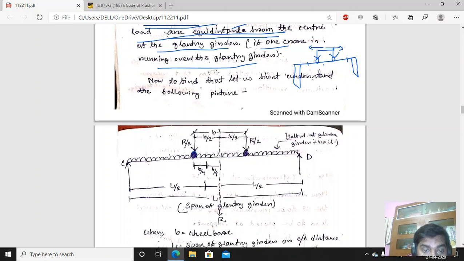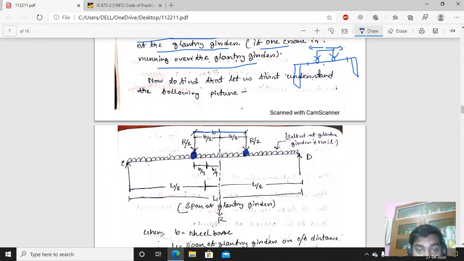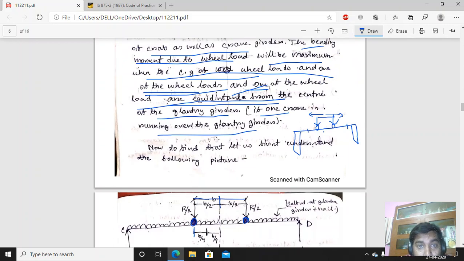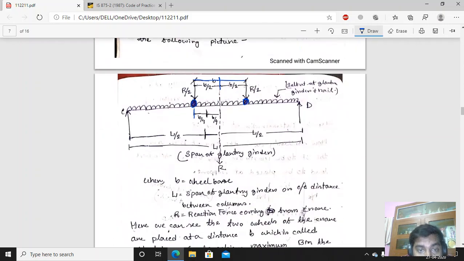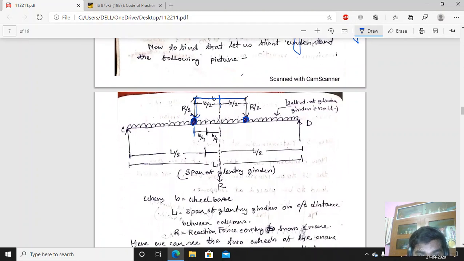This is one wheel load, this is another wheel load. These two are the wheels of the crane. Now the crane is moving like that. The crane will have the maximum bending moment when the CG of the wheel loads, where B is the total wheel base, that means the center to center distance between the two wheels, and one of the wheel loads.